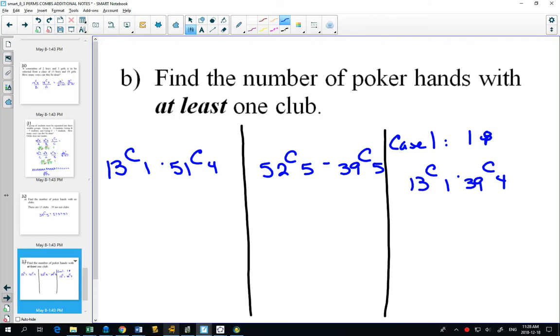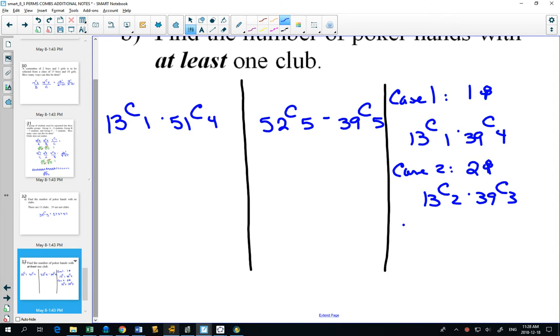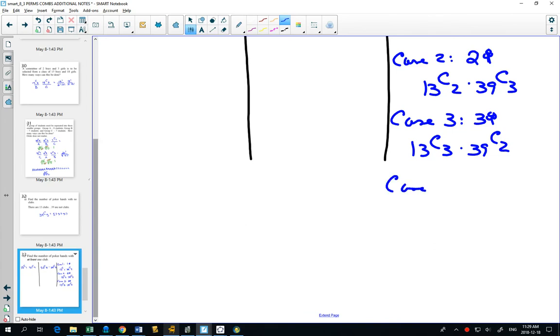Case 2, I count all the hands with 2 clubs. I take my 13 cards. I choose 2 clubs. I take my other 39 and choose 3 more. How many cases am I going to have? Next, I'll do 3 clubs. 13, choose 3. 39, choose 2. Case 4. 4 clubs. 13 clubs, choose 4 of them. 39 other cards, choose 1 other.